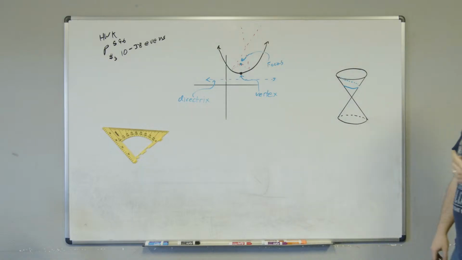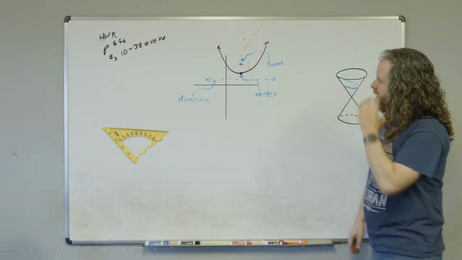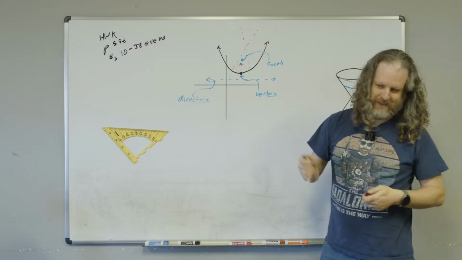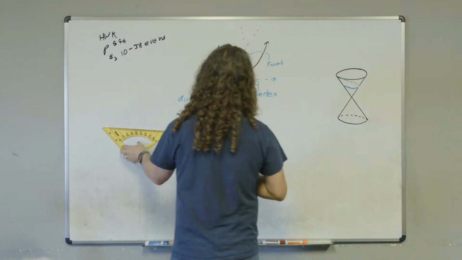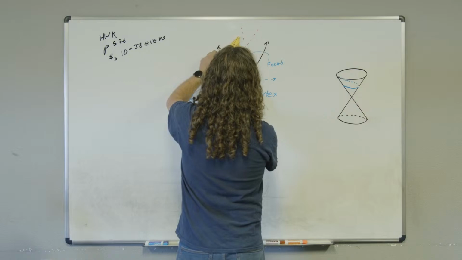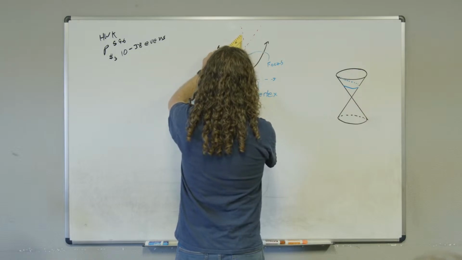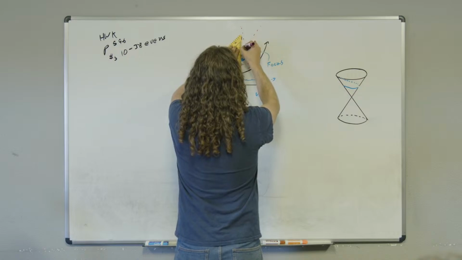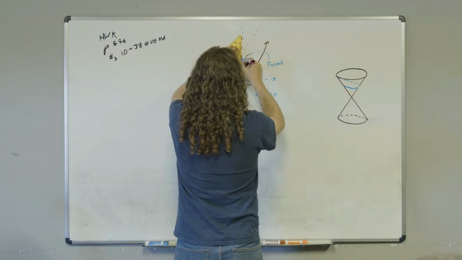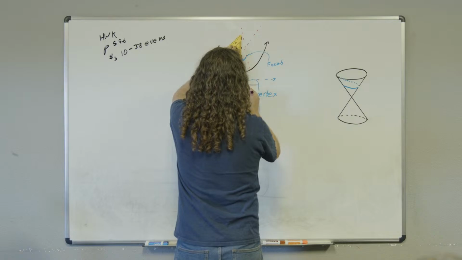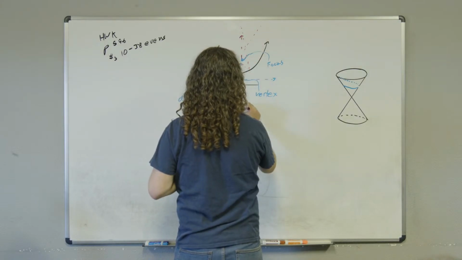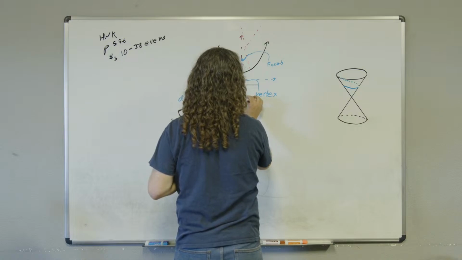Now there's one more line that exists on here that is named. I've already said it. The axis of symmetry. Down the middle. Which is another one that you already know about, right? You know about the axis of symmetry on a parabola. Which is exactly what it sounds like it is, right?